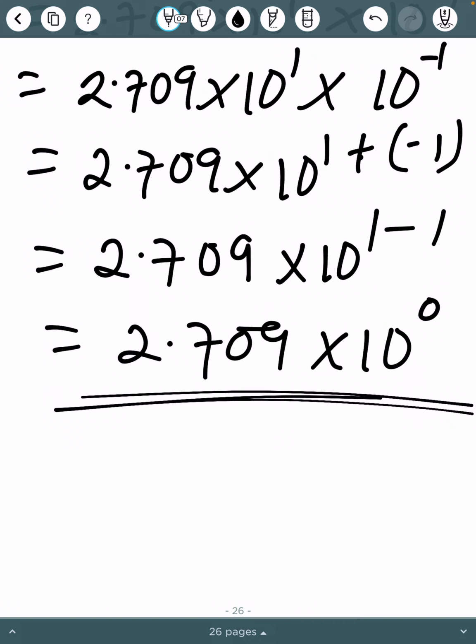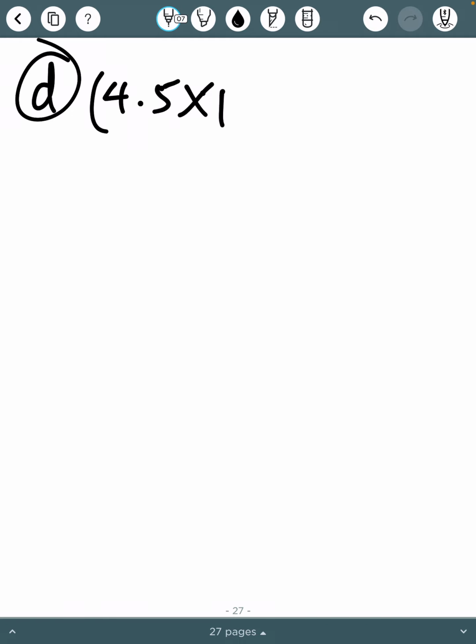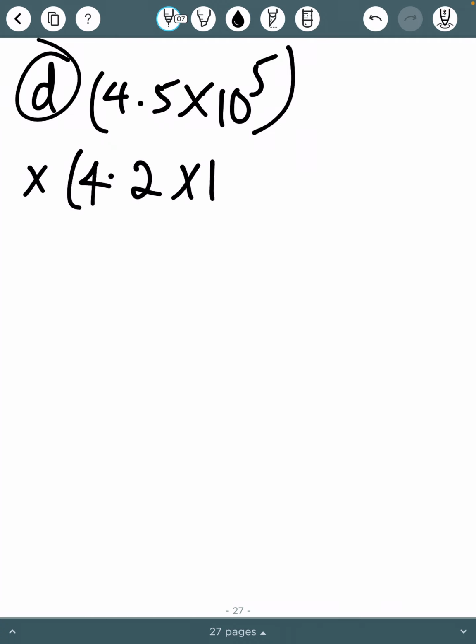I think we should do question D also right away. Let's do question D together. Pay attention. First bracket is 4.5 times 10 raised to power 5, times second bracket, which is 4.2 times 10 raised to power minus 3.